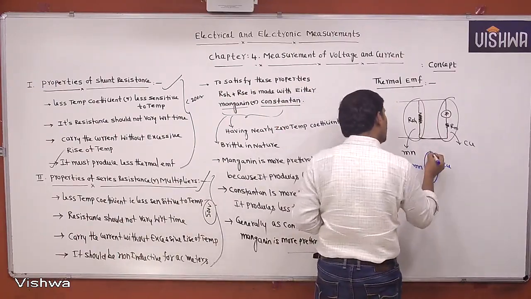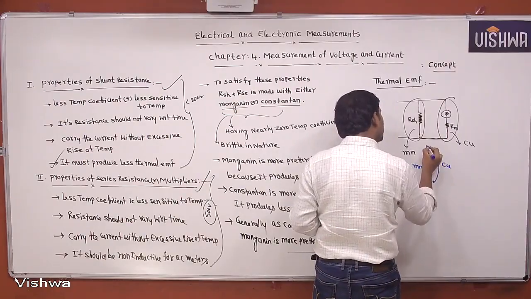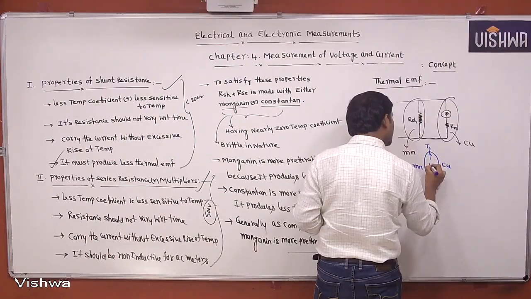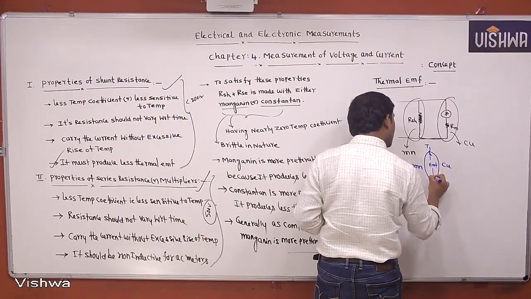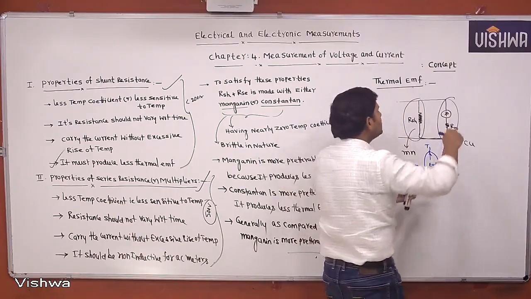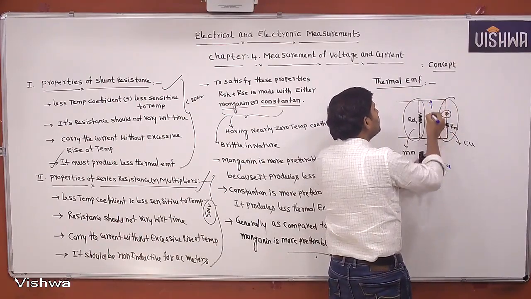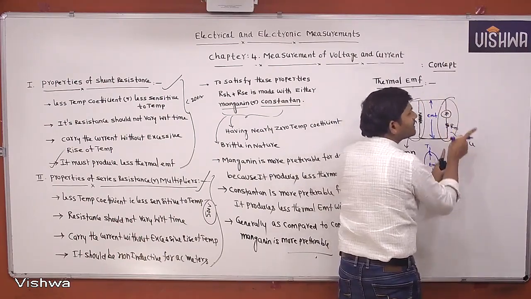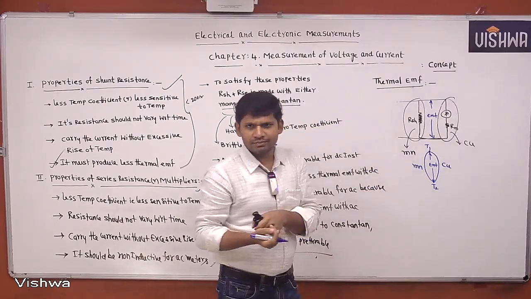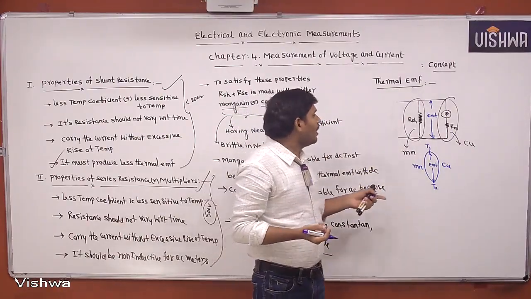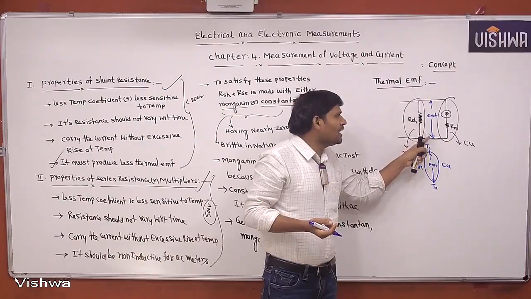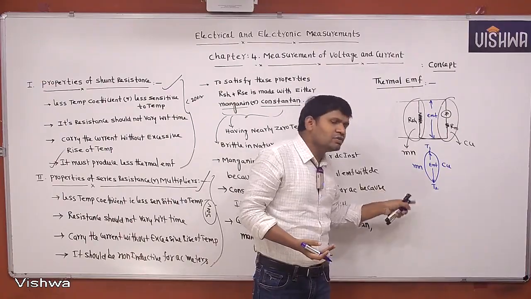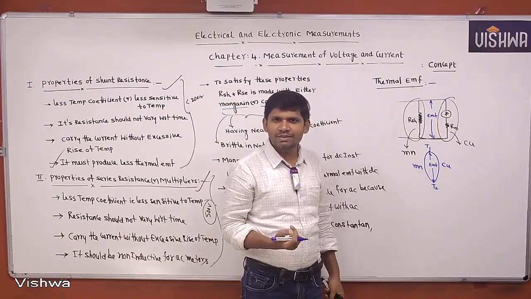If two dissimilar metals are joined together, because of the temperature difference between the two junctions, an EMF is induced. That EMF is called thermal EMF. If this EMF is high, then the pointer deflection will change and it gives wrong readings. That's why the material which produces less thermal EMF is more favorable. This concept is according to the Seebeck effect.